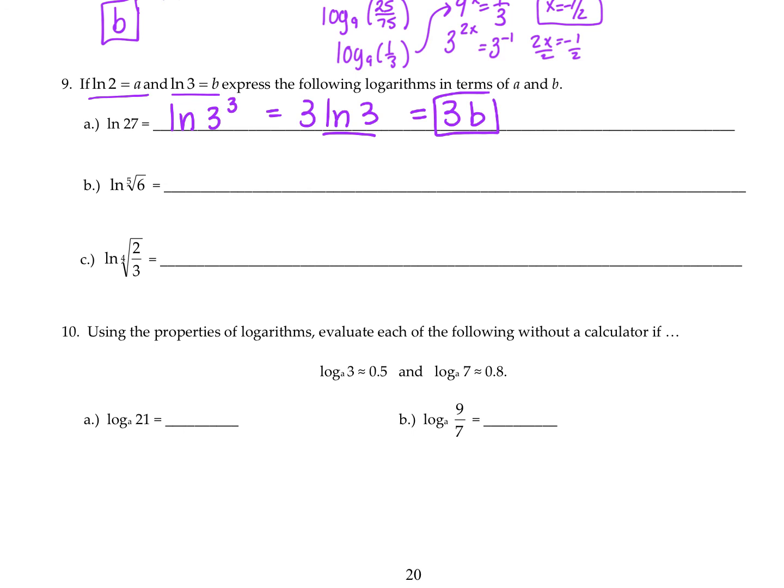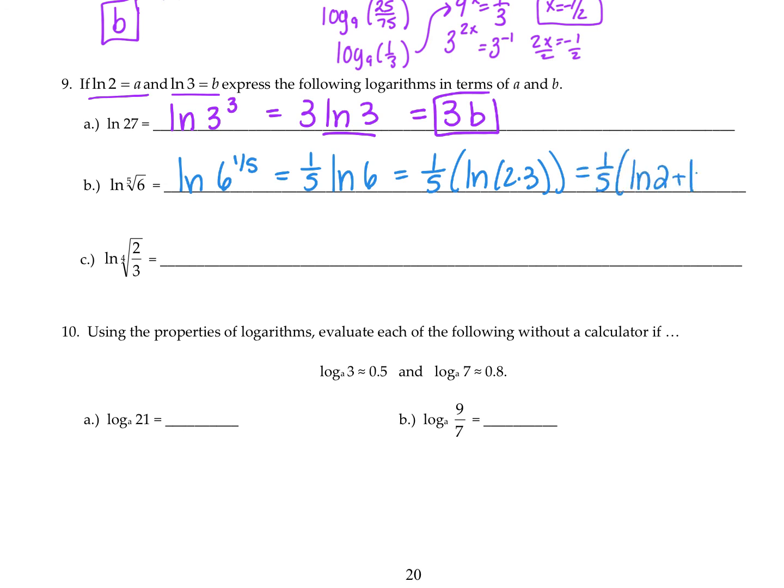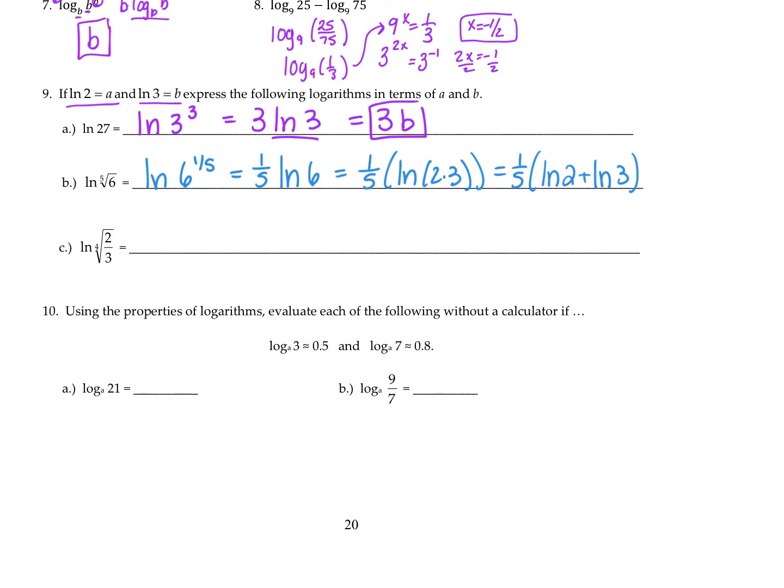In b, I'm going to change this to be ln of 6 to the 1/5 power. That 1/5 power is going to come down in front. Now I have 6, and I really need it to be 2 or 3. So I'm going to break this down into ln of 2 times 3, meaning it would be 1/5 of ln 2 plus ln 3, because when I have multiplication, it becomes addition. So this would be the same as 1/5 (a plus b), because ln of 2 was a and ln of 3 was b.